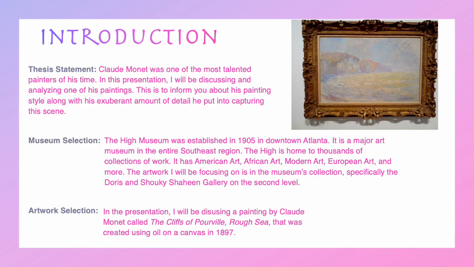The artwork I will be focusing on is still in the museum's collection to this day, specifically on the second level. Throughout this presentation, I will be discussing a painting by Claude Monet called The Cliffs of Pourville, Rough Sea, that was created using oil on a canvas in 1897.